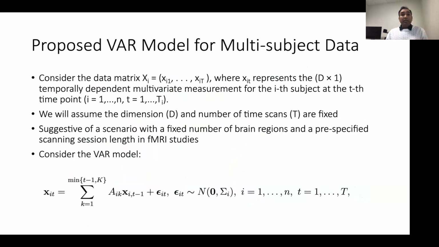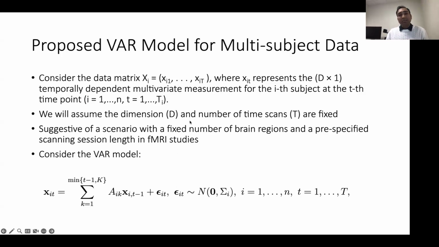And so now coming to the actual VAR model. Remember, we have multi-subject data. So consider the data matrix Xi, which is Xi1 to XiT, where Xit represents a d-dimensional vector at the tth time point. For the motivating application in this talk, we're going to focus on fMRI data, which is functional magnetic resonance imaging, a neuroimaging data set. And Xit, again, is a d-dimensional vector, d being the number of brain regions, right? So you observe activity in the different brain regions, and you observe it across different time points, right? And so Xit represents this vector.